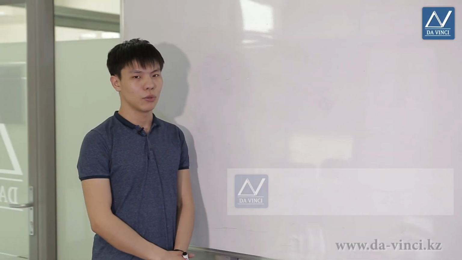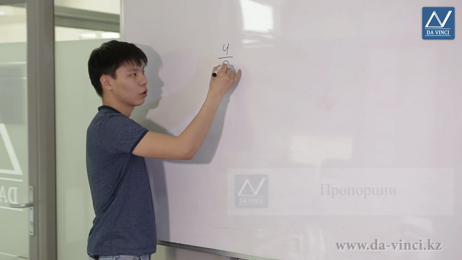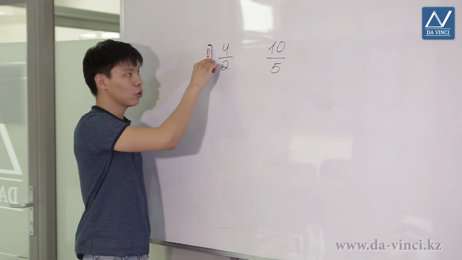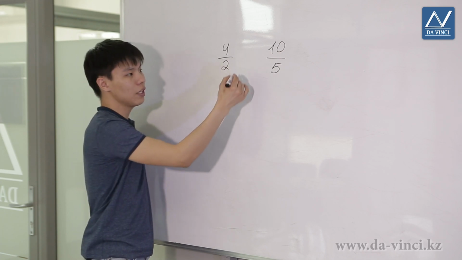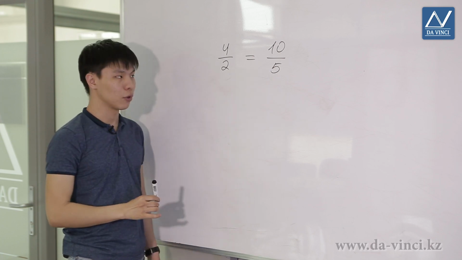Hi, the topic of this video lesson is proportions. Let's consider two ratios: the ratio of 4 to 2 and, let's say, 10 to 5. It is easy to see that both these values are equal to 2, that is, they are equal to each other. So the equality of two ratios is called a proportion.